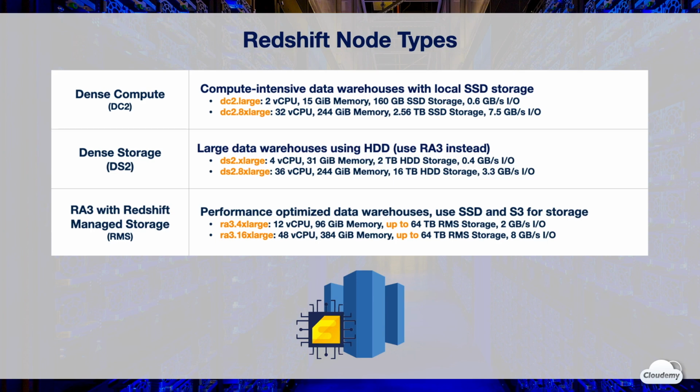RA3 nodes offer two options, RA3 4X large and RA3 16X large nodes. Each RA3 4X large node comes with 12 vCPU, 96 GB memory, up to 64 TB RMS storage, and supports 2 GB I/O per second. Each RA3 16X large node comes with 48 vCPU, 384 GB memory, up to 64 TB RMS storage, and supports 8 GB I/O per second.